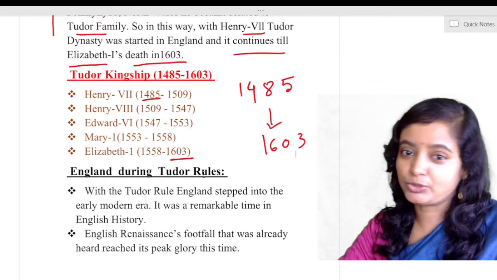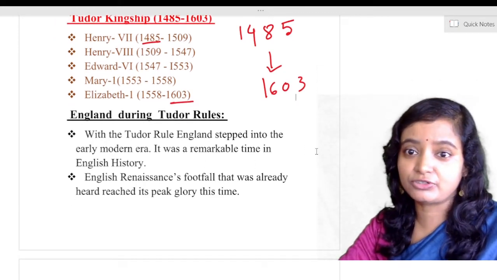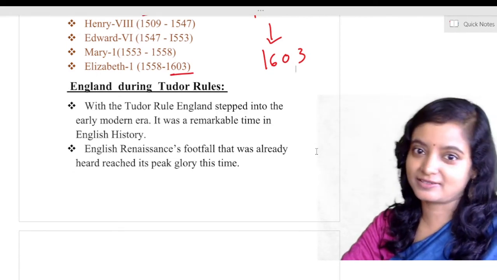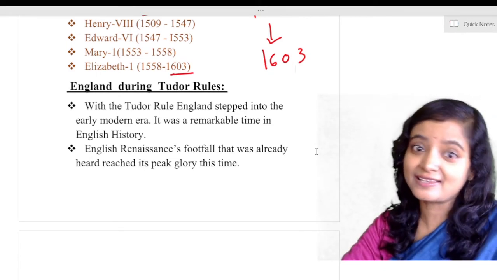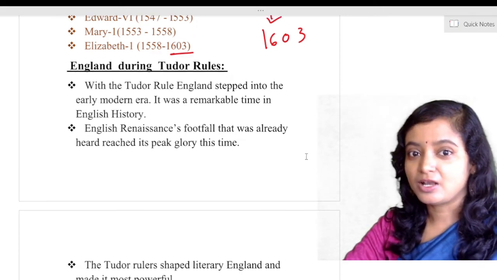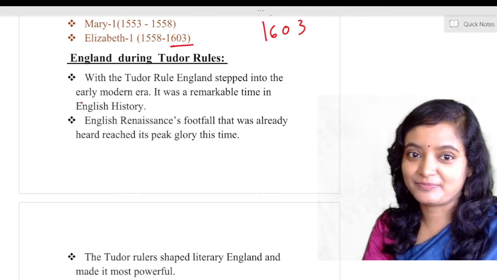England during Tudor rule. Now, what happened to England during Tudor rule? What is the significance of Tudor rule? What marks did they leave on English soil when they ruled there? We have to know about that. With the Tudor rule, England stepped into an early modern era.